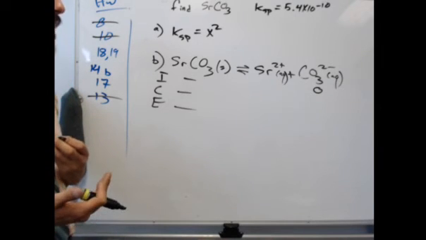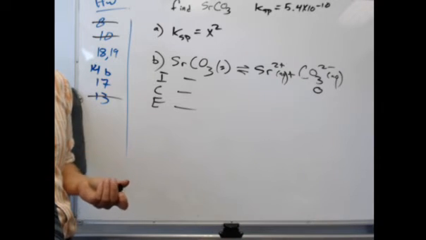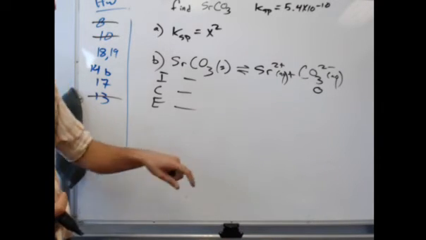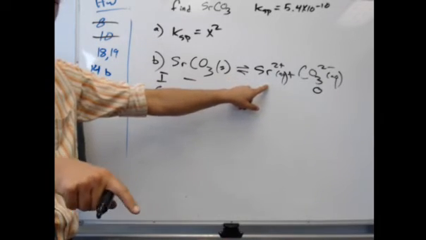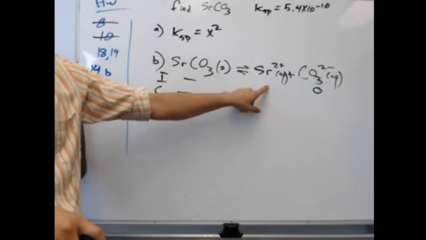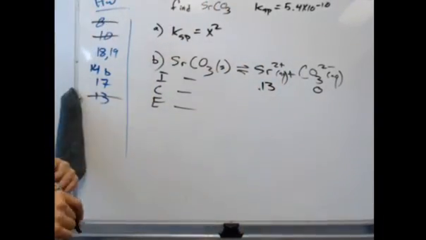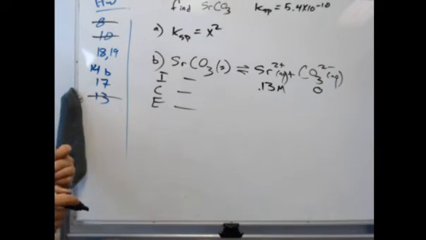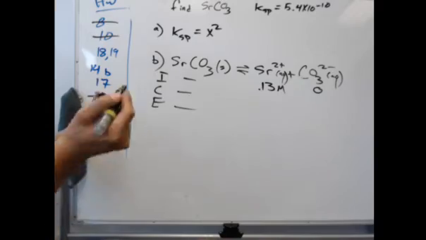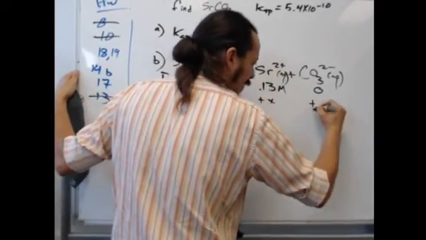I haven't defined that in class yet, but it comes down to doing the same thing that we did with the small approximation earlier. Instead of having a 0 for our strontium, we have a 0.13 molarity there. That was given. So then we can do our change: minus x, plus x, plus x.